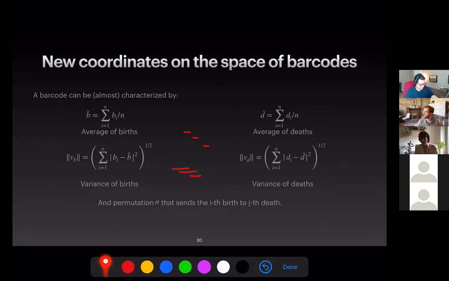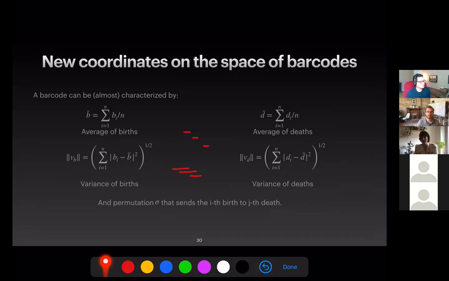But this is really not nice and stable with respect to the more commonly used barcode stability. So yes, it's not very nice with respect to the more commonly used stability, but it's really nice with respect to this inverse problem and combinatorial point of view.